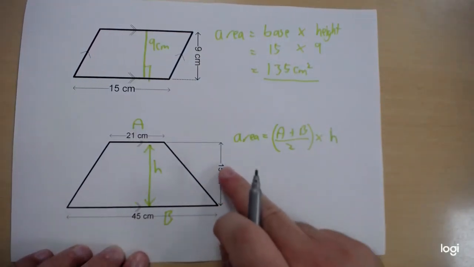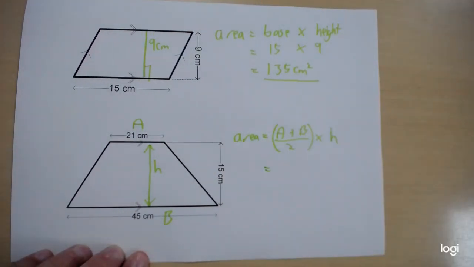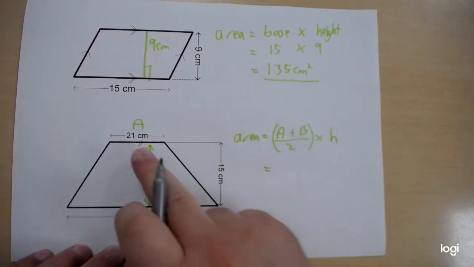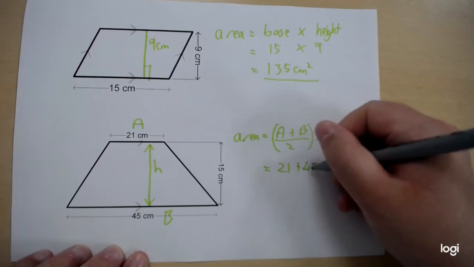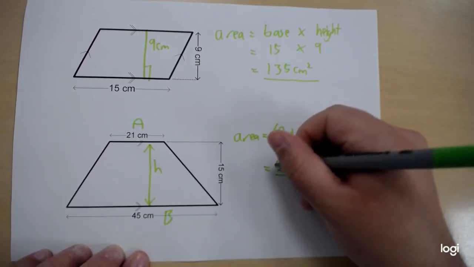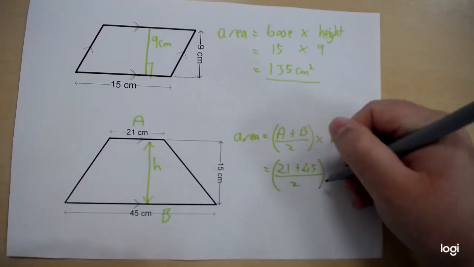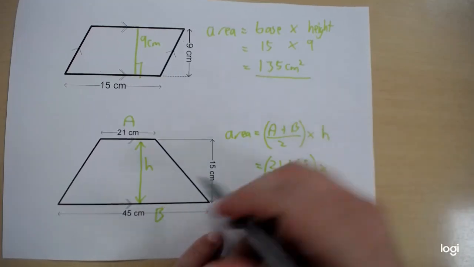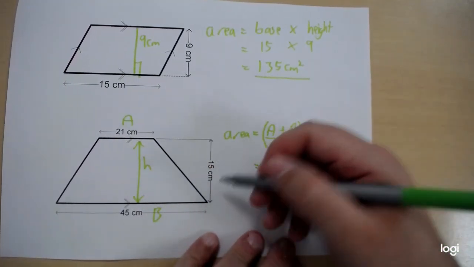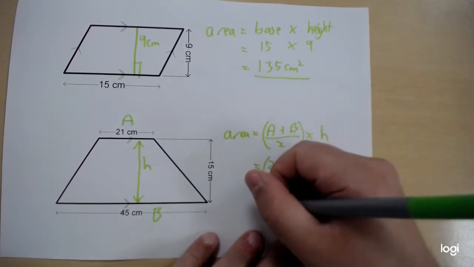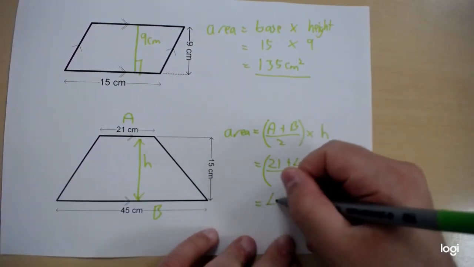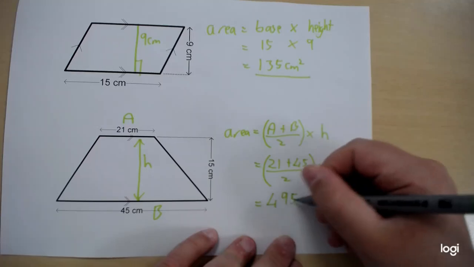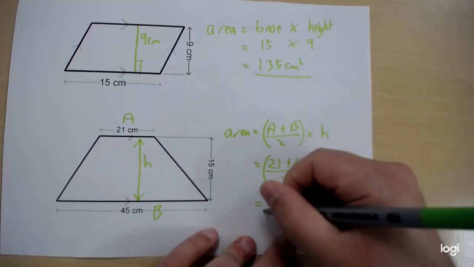In our case, H is 15. So A plus B over 2 is 21 plus 45 all over 2. And then we multiply it by the height, which in this case is 15. And the answer is 495 centimeters squared.